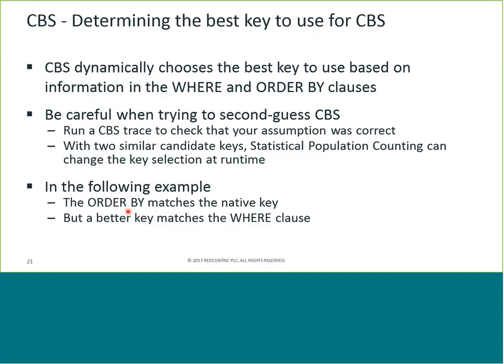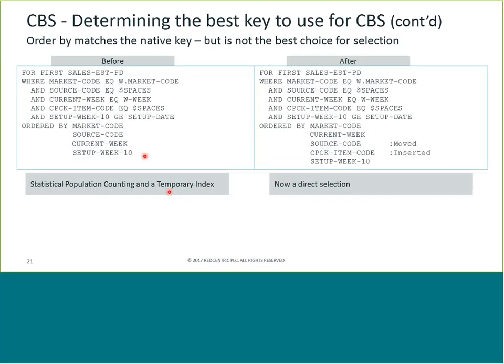Okay. So in the following example, the order by matches the native key, but there's a better key matching the where clause. So here's the code we had before. Again, there's a bunch of columns specified as equalities, and this next one is specified as a greater than or equal to. And they coded an order by that matches one of the keys on the table.